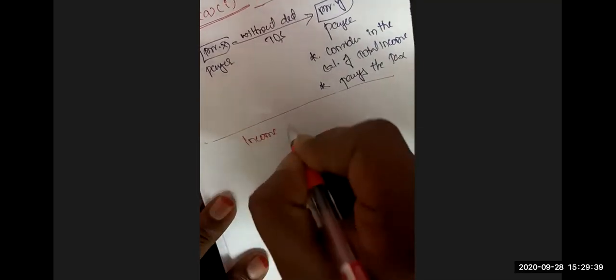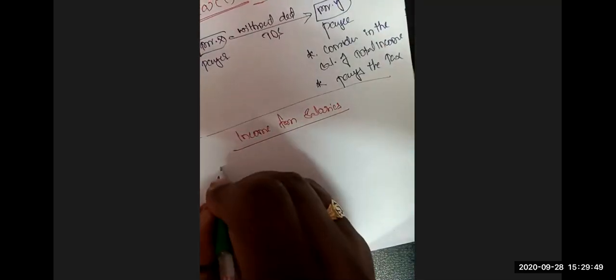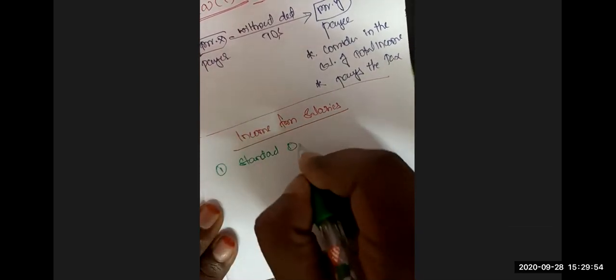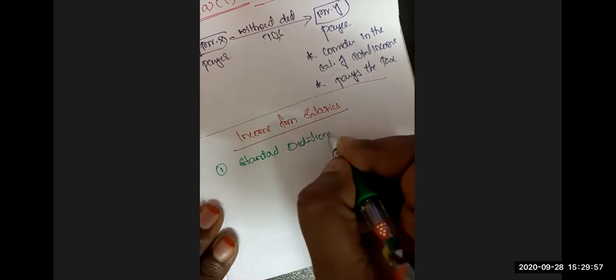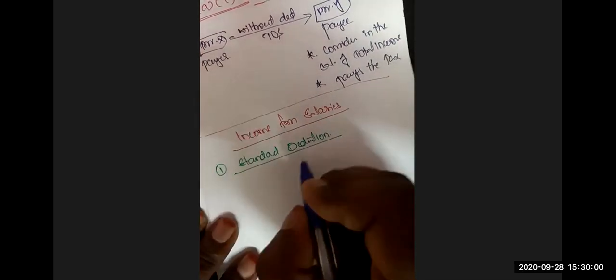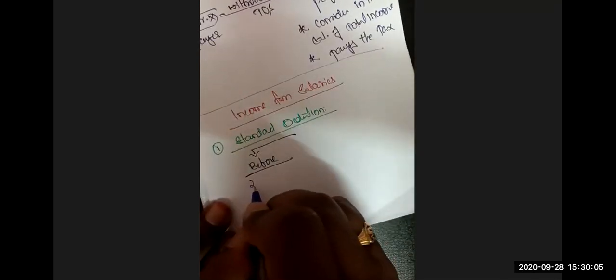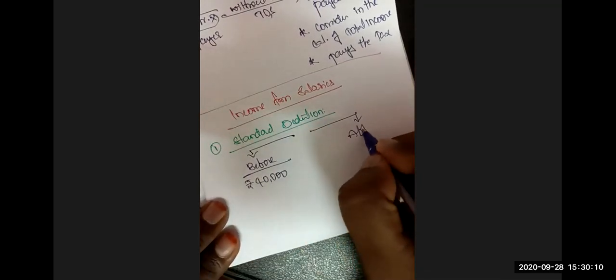Right, now let me write the same. Income from salaries. First one is regarding standard deduction. As you all know, before the amendment it is 40,000. After the amendment it is increased to 50,000.